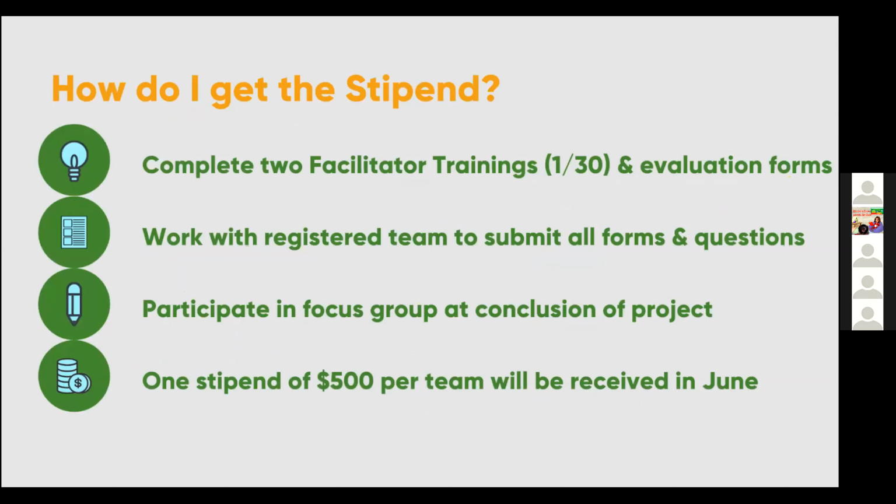So most of you on the call today are either a teacher or an adult facilitator for a campaign team. And this is how you will receive your stipend that we are doing this year. We're super excited about it. So first you're here. Step one is going to be complete after this. You'll complete the 2-hour training today, as well as the mid-year training on January 30th, along with a couple evaluation forms. You'll work with your student campaign team to complete the campaign and submit all the required materials. You'll participate in a 1-hour focus group in May at the conclusion of the program. And then in June, you'll receive your $500 check.